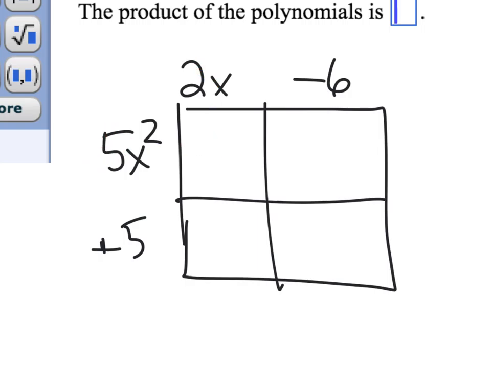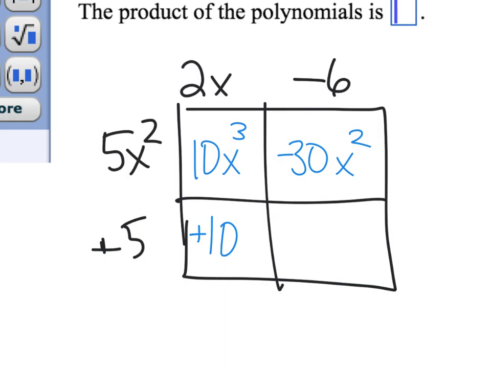Well, it's going to be 5 times 2 is 10. And then we have the x squared times the x, so that's going to be x to the third power. And then over here, you've got 5x squared times negative 6. So 5 times negative 6 is negative 30, and then x squared. What's going to go down here? We have a positive 5 and a positive 2, so that's going to be positive 10 because we're multiplying. And then the x has nothing else to be multiplied by, so it's just x. And then lastly, right here, it's going to be positive 5 times negative 6, so that gives us negative 30.